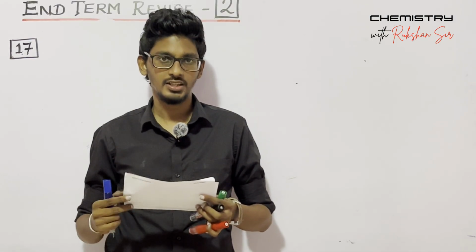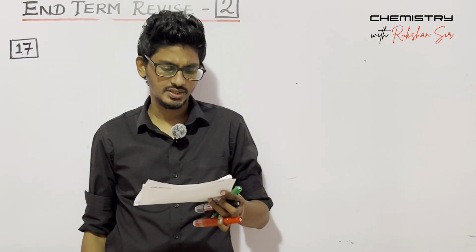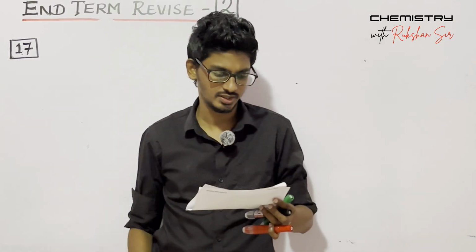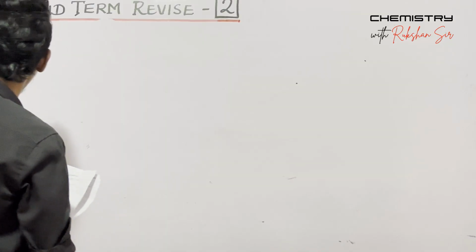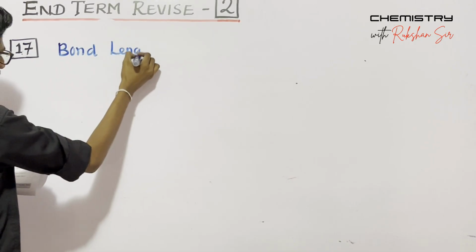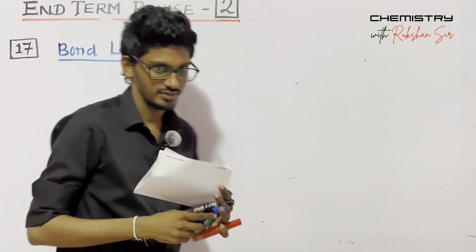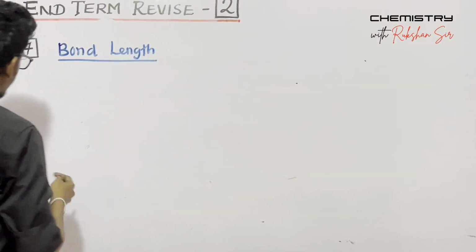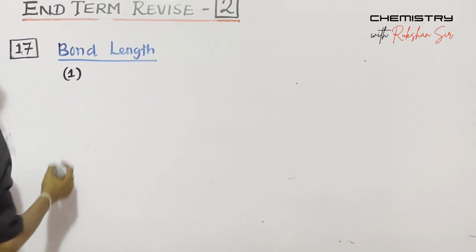Let's discuss statement 17. Of the three species, CO, CO2, and carbonate, which one has the shortest carbon-oxygen bond? So this is about the bond length. Actually, there are two factors affecting the bond length. What are the two factors? Number one is bond order.